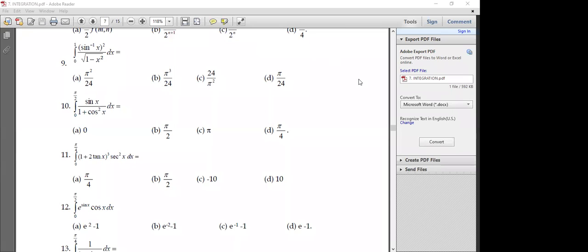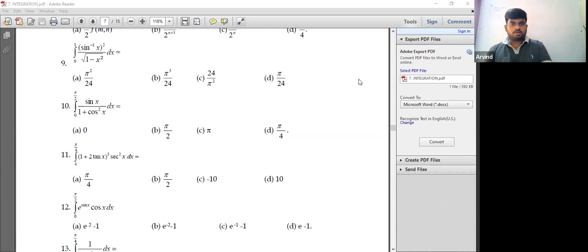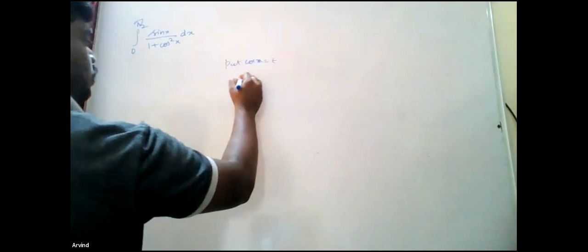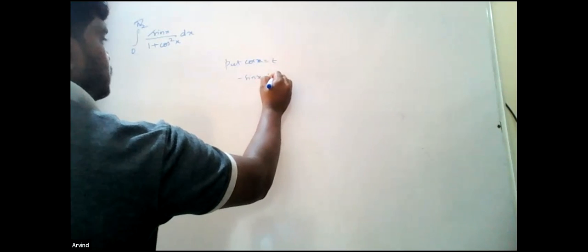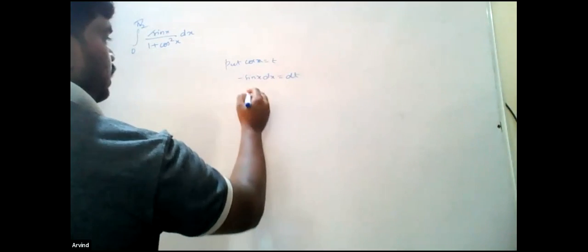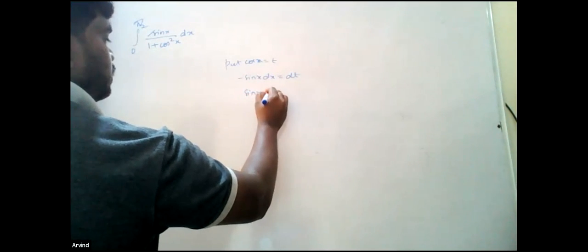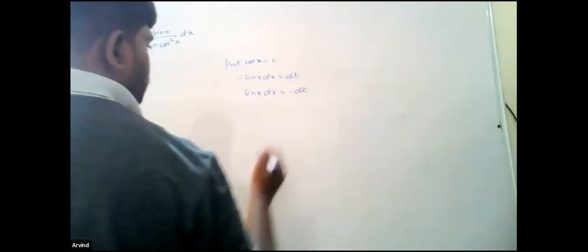Sir, put cos x is equal to t. Then you will get it correctly. Okay, let's check whether it's pi by 4. Put cos x is equal to t. Therefore you get minus sin x dx is equal to dt. Therefore sin x dx is equal to minus dt.